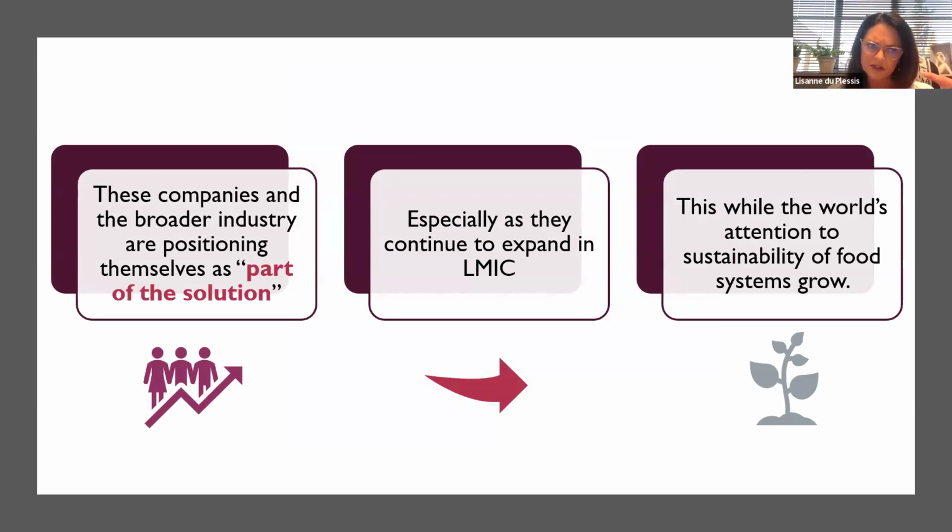And they are positioning themselves here while they are also expanding rapidly into low and middle income countries, including in Africa. And this is happening while the world's attention is on the sustainability of food systems. So you can maybe hear just the very many concepts that are coming into play over just 3 slides that I've mentioned to you. And they are in opposition to one another, these concepts.